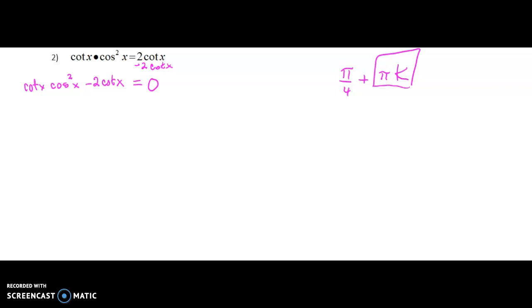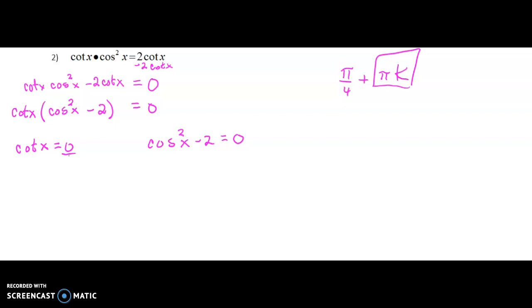Now I notice I have a binomial. I'm going to factor out the GCF, which is cotangent x. So I have cotangent x times cosine squared x minus 2 equals 0. Now we've factored. We're going to set cotangent x equal to 0 and cosine squared x minus 2 equal to 0. Set the factors equal to 0, and now we're going to solve.